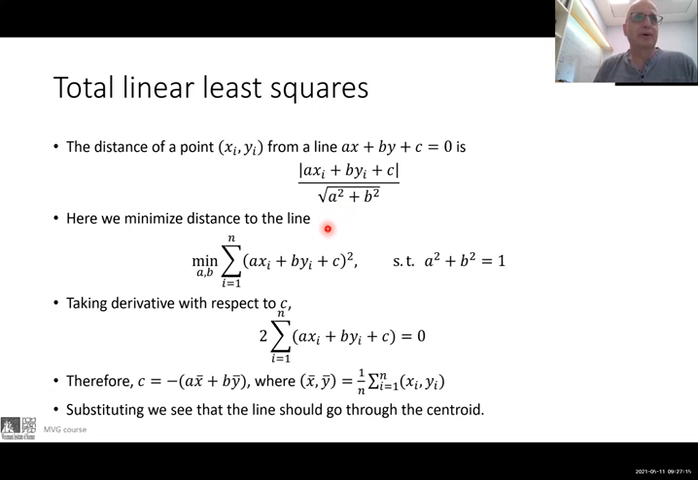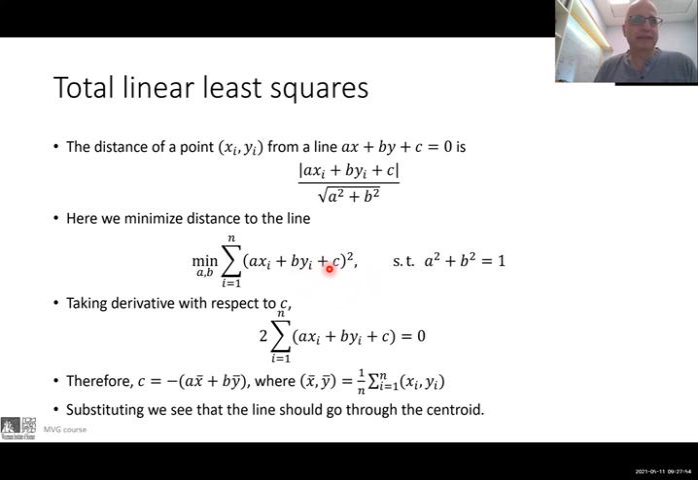So to solve the problem, what we want to do is to minimize the distance of our measured xi, yi to the line, squared, subject to the constraint that a squared plus b squared is 1. Clear? So how do we solve this?